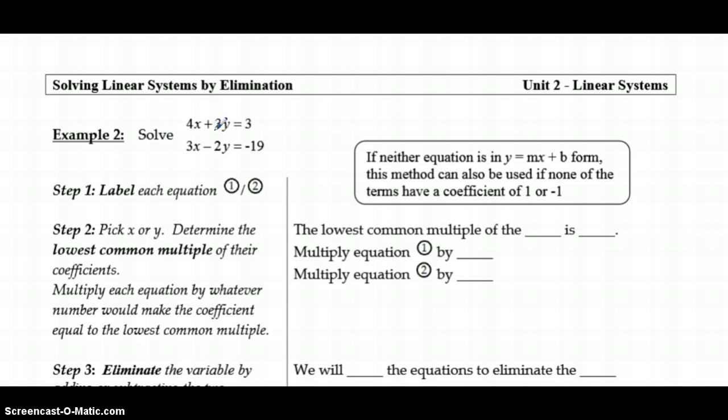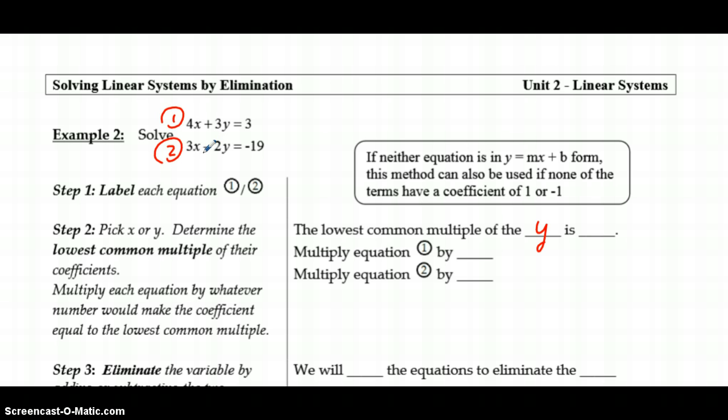With this example here, I label my equations, equation 1, equation 2. And I'm going to pick either x or y. Maybe this time, just for the heck of it, I'm going to go with the y term and show you how that would work. So for the lowest common multiple of the y, I have 3 and negative 2.